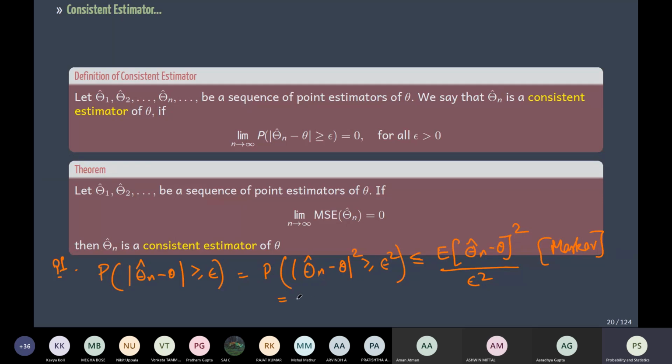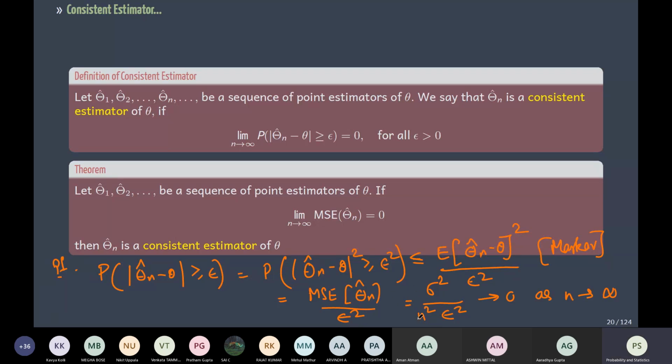But this is nothing but the MSE of theta hat n divided by epsilon squared, and from the previous result we have sigma squared by n, then epsilon squared. So that was the MSE. Now this goes to 0 as n tends to infinity, because of the n quantity here. So this is what we know.